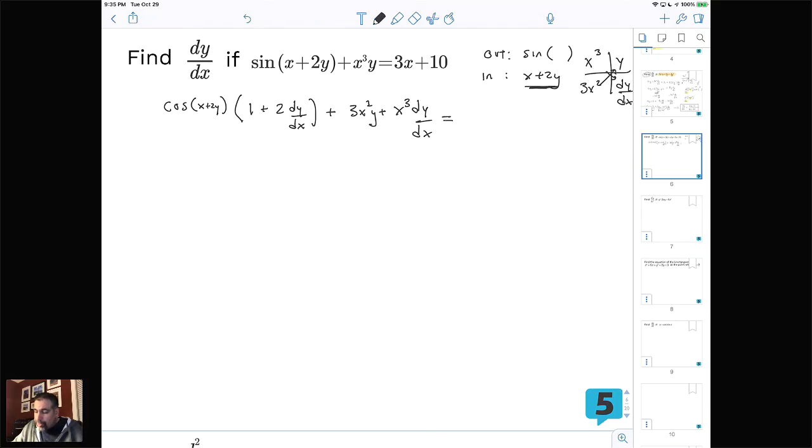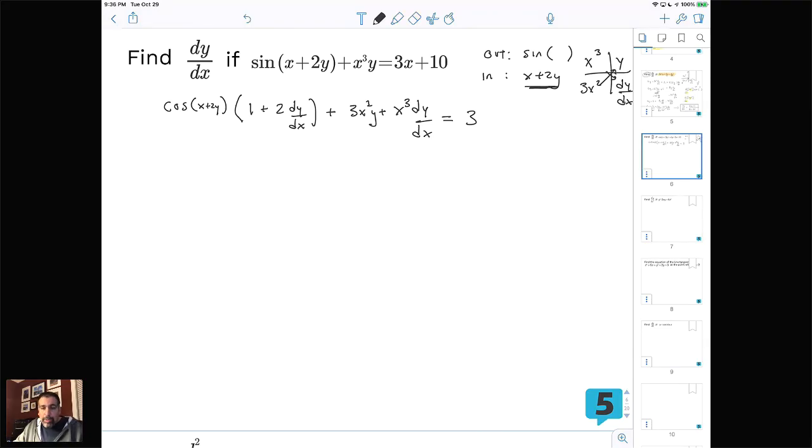The derivative of 3x is just 3. And the derivative of 10, well, that's constant by itself, so we're going to see that go to 0. So this is what you should have gotten if you took the derivative of both sides. I see some people getting the answers, looking good.